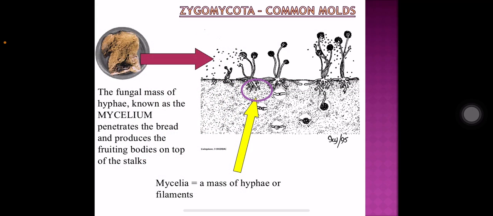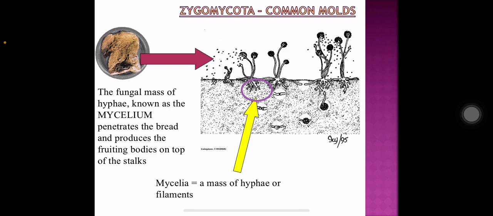In Zygomycota, the fungal mass of the hyphae, known as the mycelium, penetrates the bread and produces the fruiting bodies on top of the stalks. It means there is one portion of the fungus which is above the surface of the bread and one portion which is below the surface of the bread. The portion above the surface is known as the aerial portion, and the portion below the surface is known as the vegetative portion. The aerial portion will have lots of spores, and these spores can spread in the surrounding areas, and thus the fungi can spread very fast because of the spores.